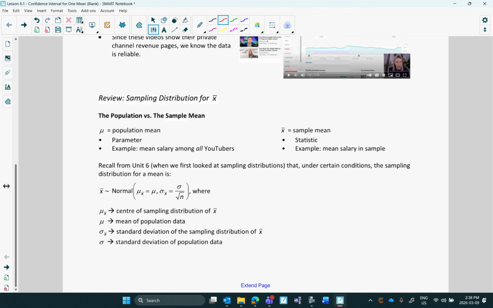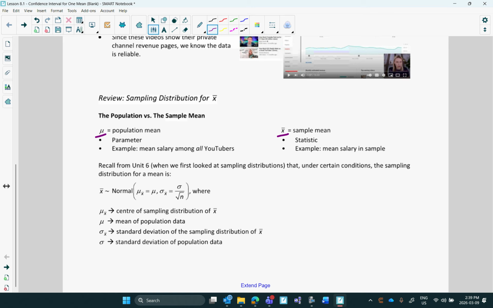Recall back in Unit 6, remember we talked about how to do sampling distributions when we were given a population distribution. Okay? So just remember the difference between when we're talking about means now, the Greek symbol mu represents the population mean, whereas X bar represents the sample mean. So population is a parameter, sample is a statistic.